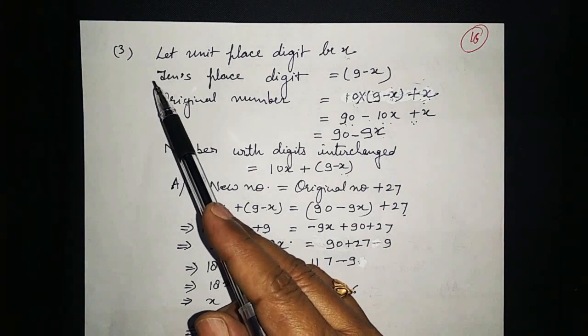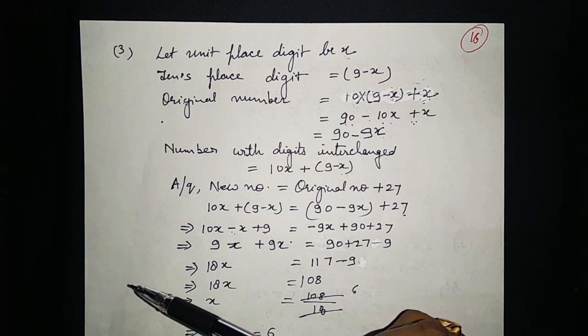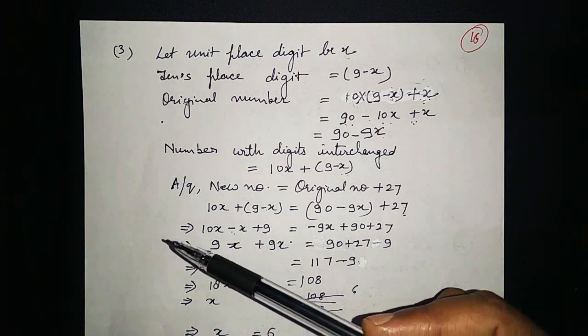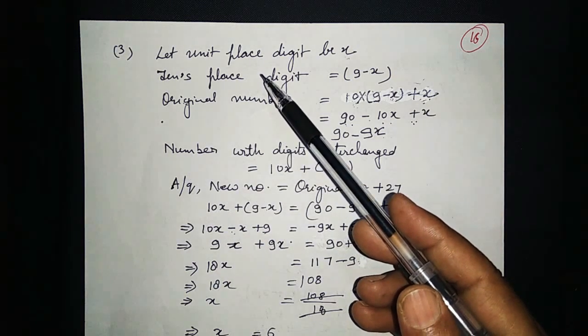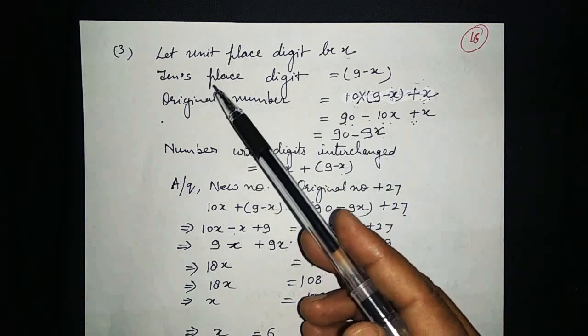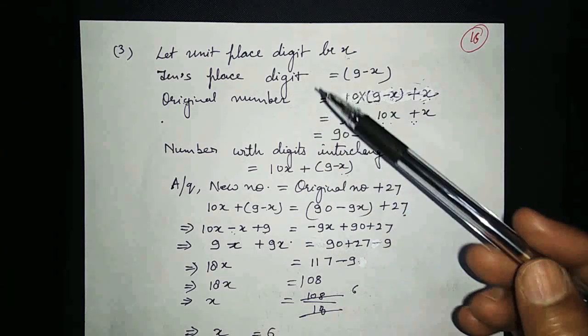Now see question number 3. Question number 3 is: the sum of the digits of a 2-digit number is 9. When we interchange the digits, it is found that the resulting new number is greater than the original number by 27. What is the 2-digit number? In this 2-digit number, we don't know which digit is at the ones place and which digit is at the tens place. So first we will assume the digit of the units place, or you can say the digit of the ones place. So here let the units place digit be x, and for the tens place digit, what we will do?